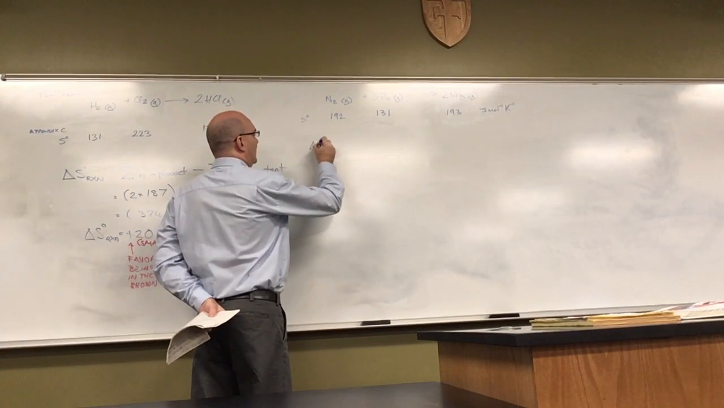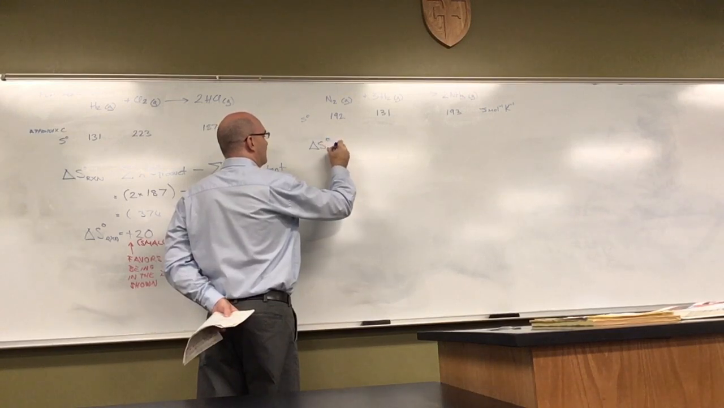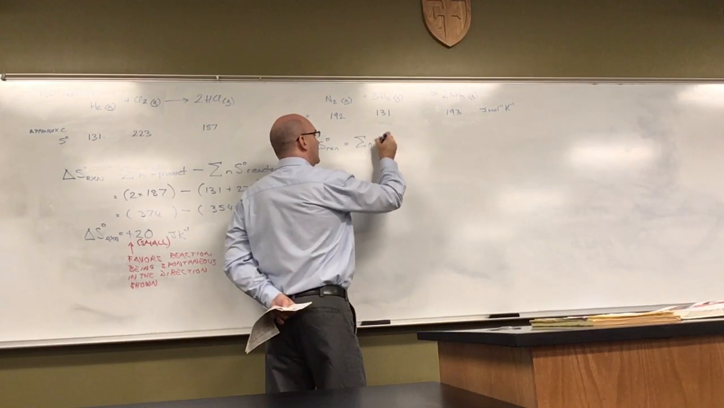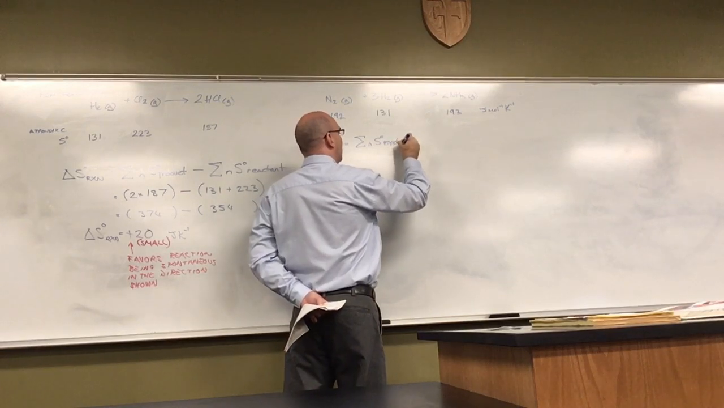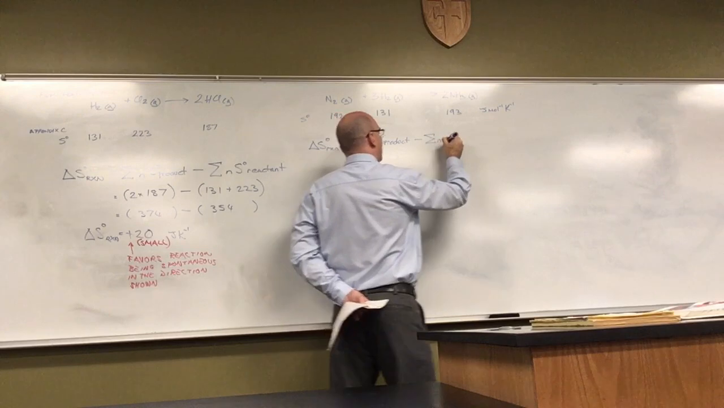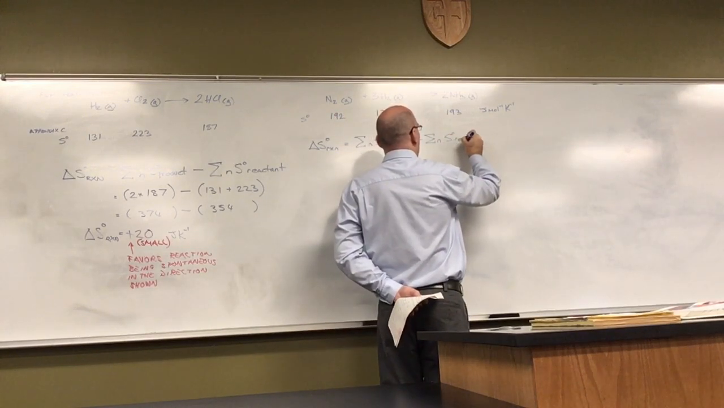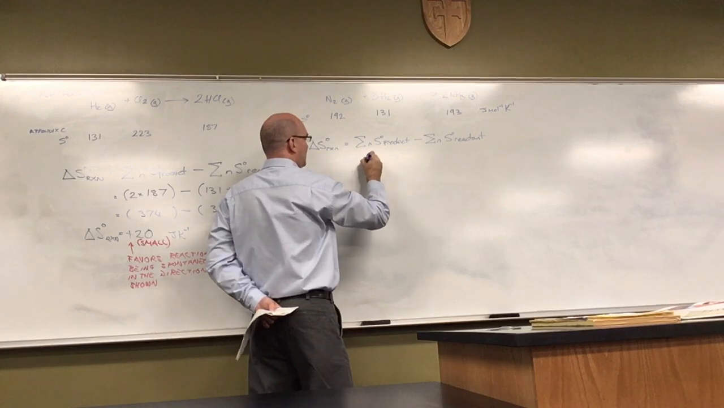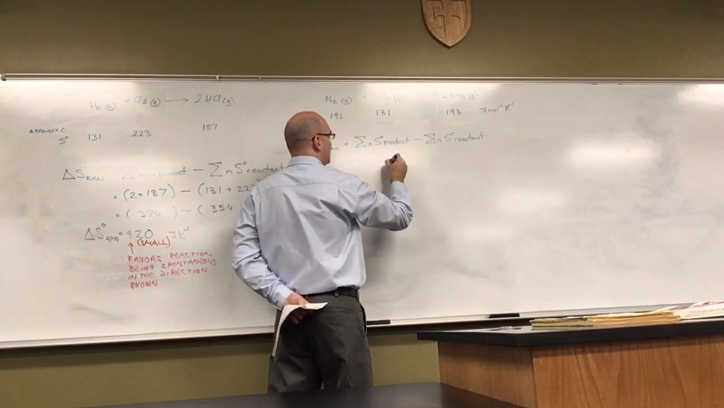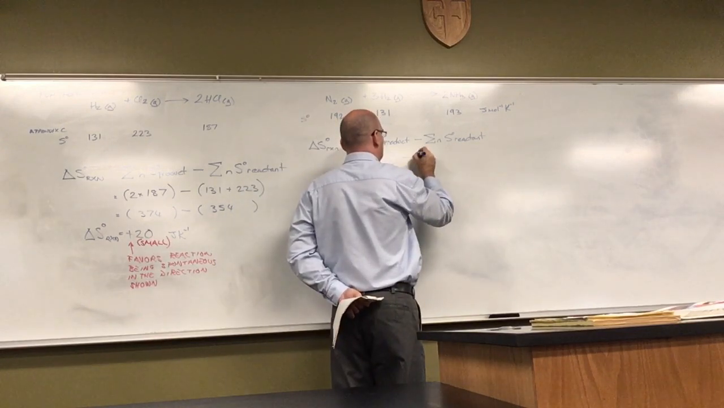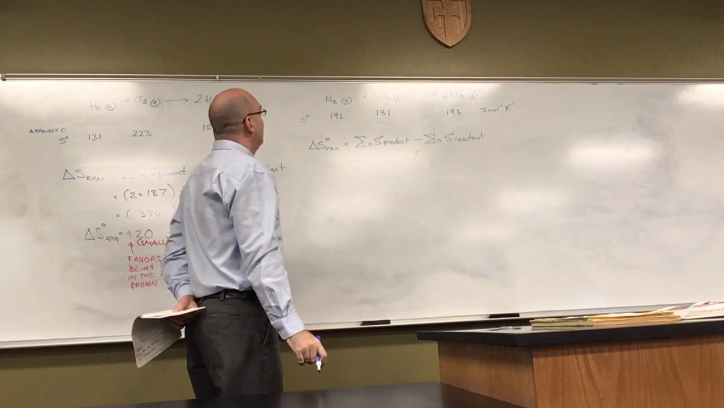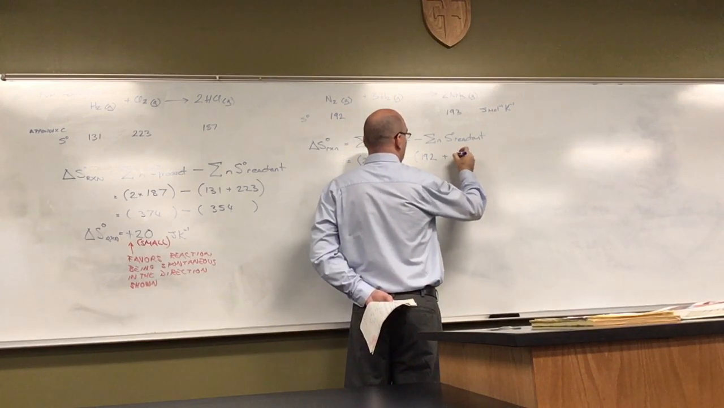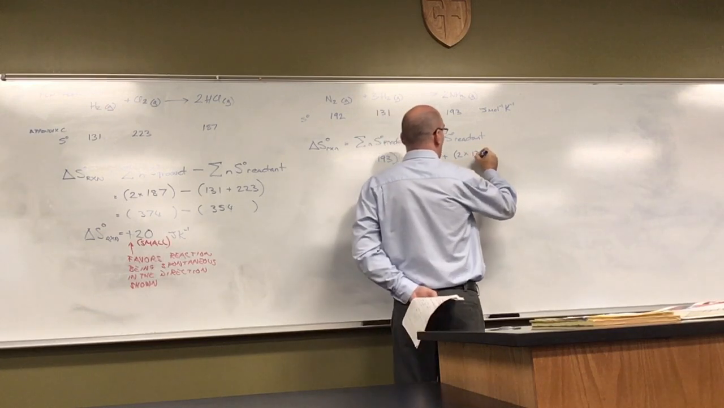And then I can find that the standard entropy change for this reaction, again, is the standard entropies of the products minus the standard entropies of the reactants. My product, 2 molecules of ammonia, 193. And then I have a 192 plus 2 times 131.